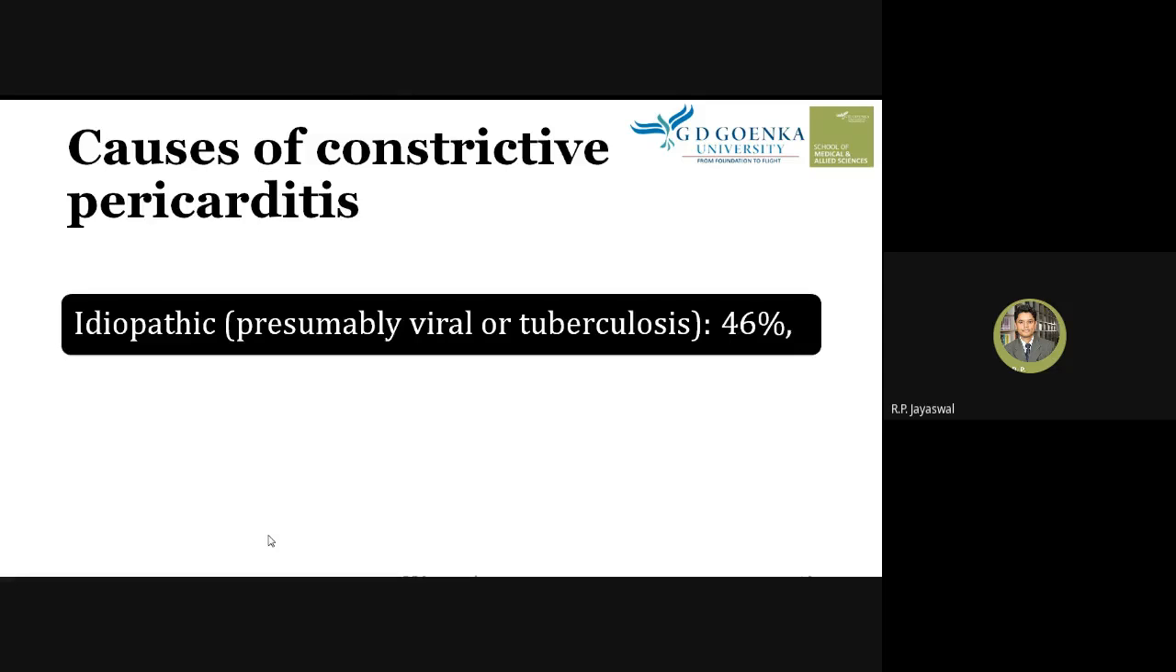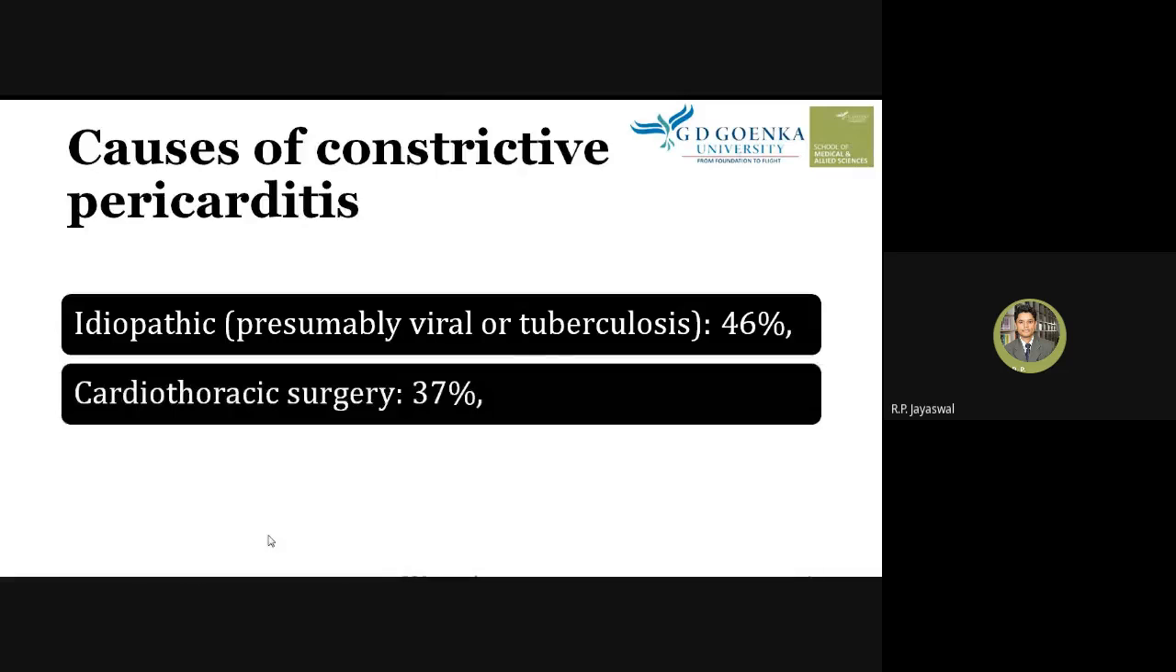The causes of constrictive pericarditis are idiopathic. Idiopathic means the cause is not known. It can be because of viral infection, maybe because of tuberculosis. 40% of constrictive pericarditis cases are idiopathic, whereas 37% are because of cardiothoracic surgery.